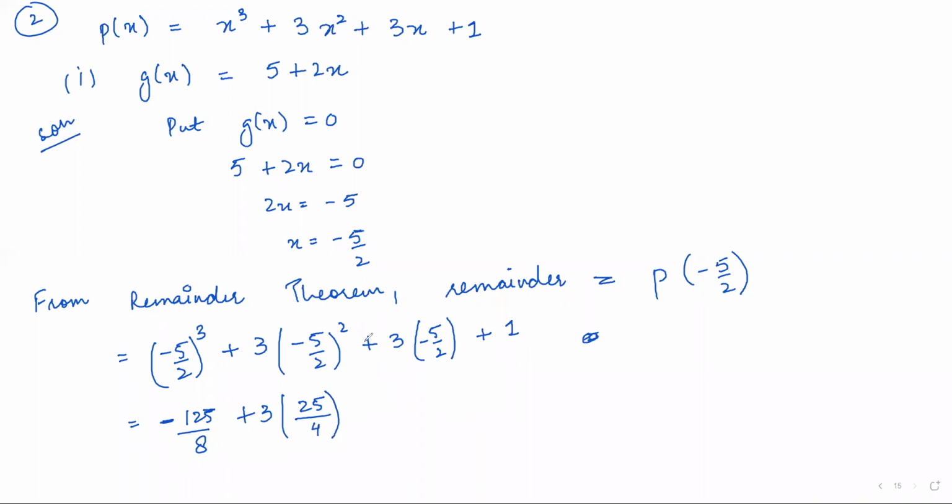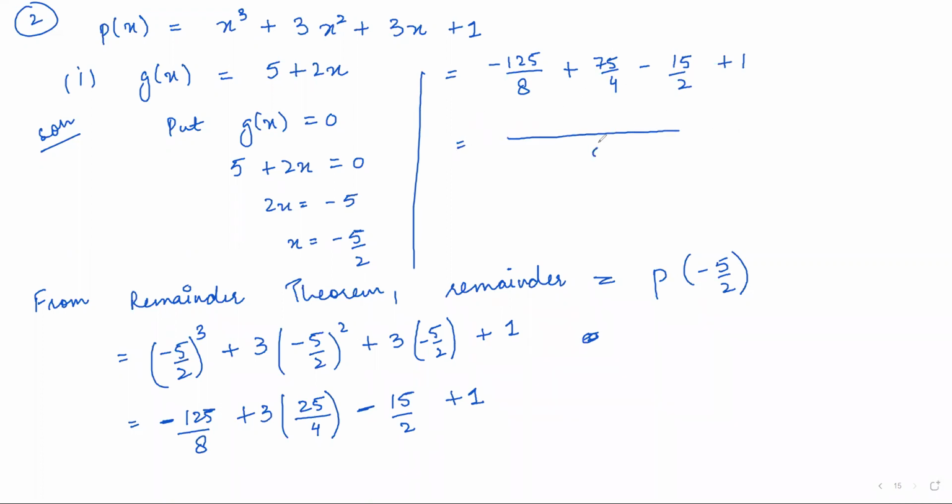Clear? Now minus plus will become minus. 3 into 5 is 15 and divided by 2 and then plus 1. Clear? So I get minus of 125 by 8 and plus 3 into 25. 25 plus 25, 50. One more 25, 75 by 4. Minus 15 by 2 plus 1. Again, same denominators. You have to take the LCM, you will get 8. But please take it, okay? Sometimes you may make mistakes. So take LCM, you will get 8.